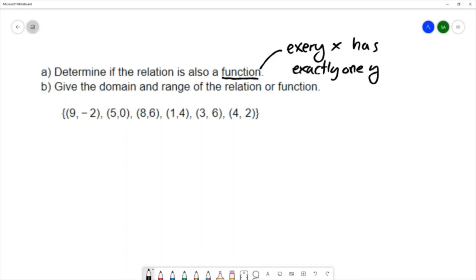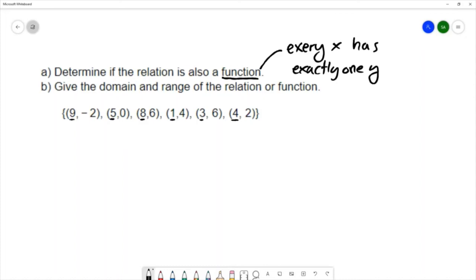one y. So as I'm looking through this relation, what I want to focus on are the x's. I want to make sure that those x's have exactly one y. To do that, I'm going to look for the x's to see if they repeat. So I have an x of 9, a different x of 5, a different x of 8, a different x of 1, a different x of 3, and a different x of 4. So those x's never repeated, so we don't have one x relating to more than one y.